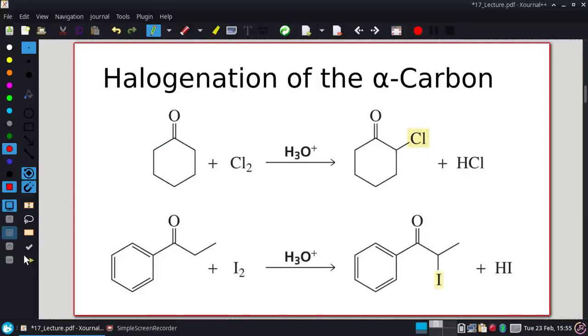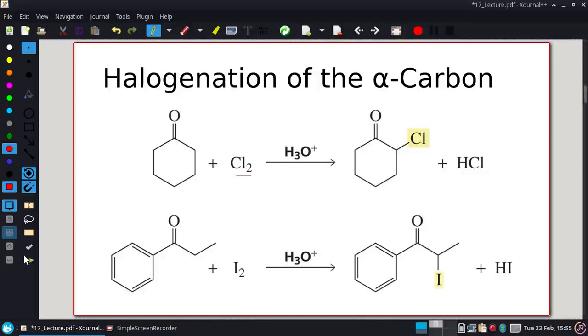Now, if I want to actually do something other than just remove the H, if I want to actually replace it with something, I can do that with a little bit of acid as a catalyst. Now, we just saw how the acid can help create that enol, and that's kind of how this is going to happen. Instead of actually creating the enol, it's going to create a space for that chlorine to go in. Now, this is different.